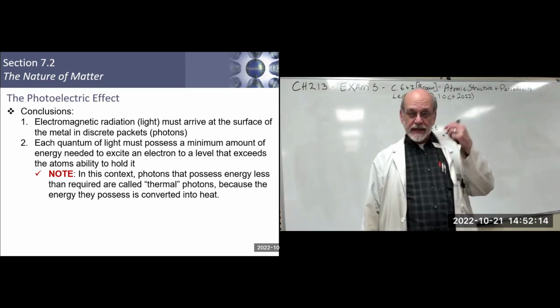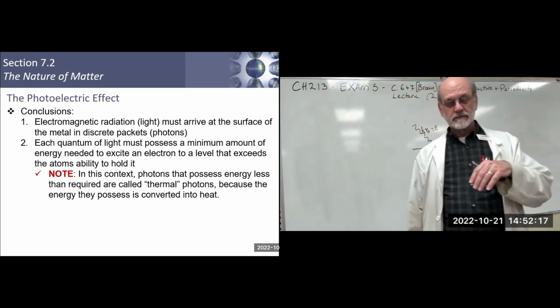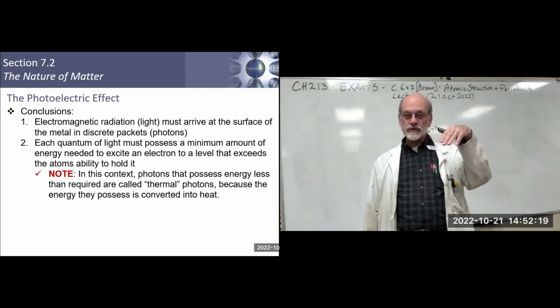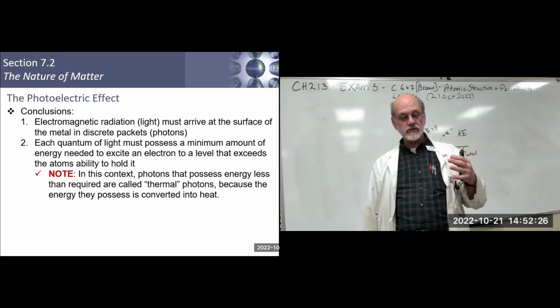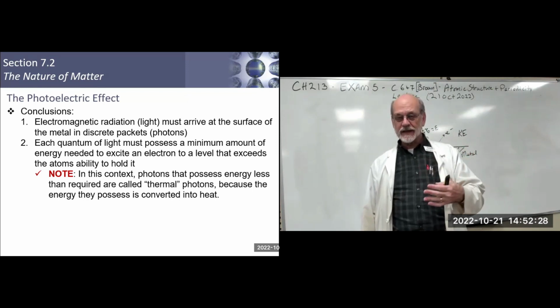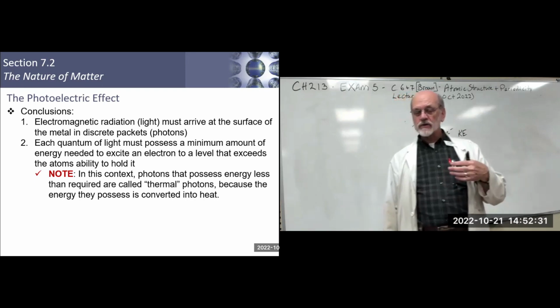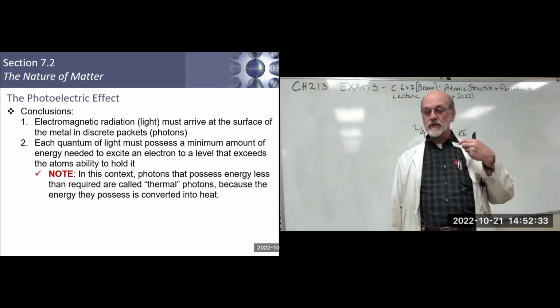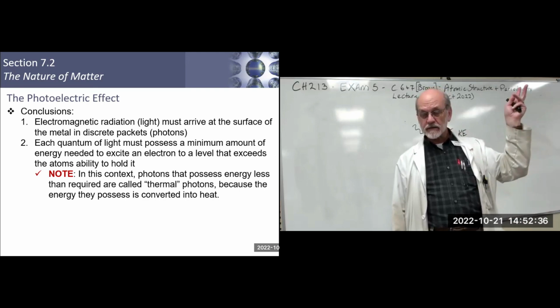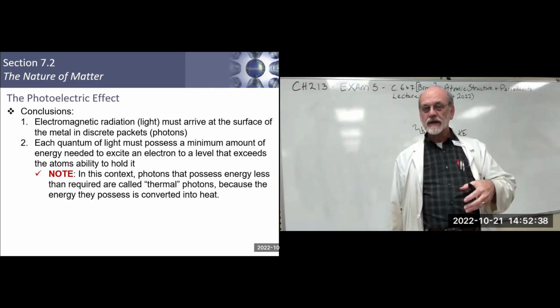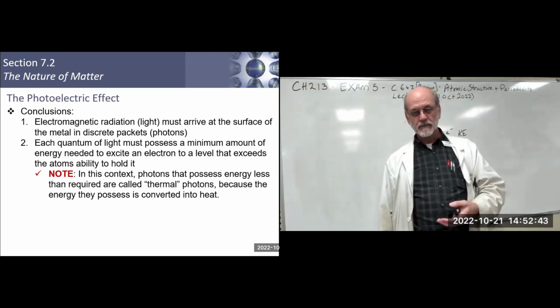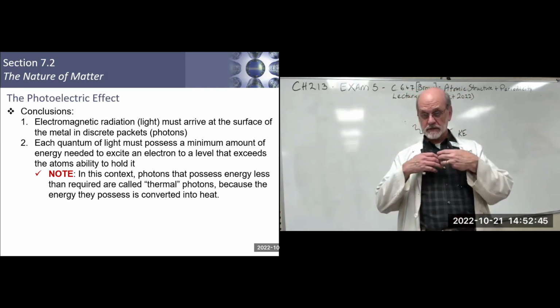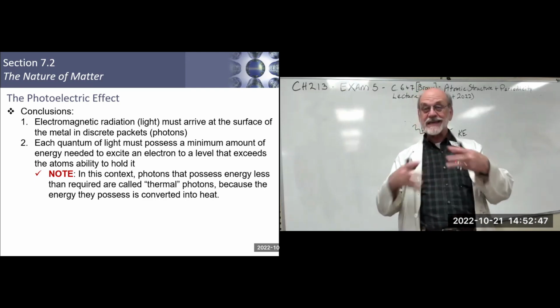By the way, any photons that don't have enough energy, right, their threshold frequency is not met, it's too low, that energy is not lost, right? We're still conserving the energy, but since it cannot eject the electron, all the energy that it possesses is either reflected or it's absorbed by the metal. And if it's absorbed, we call it thermal photons because it's absorbed as heat.